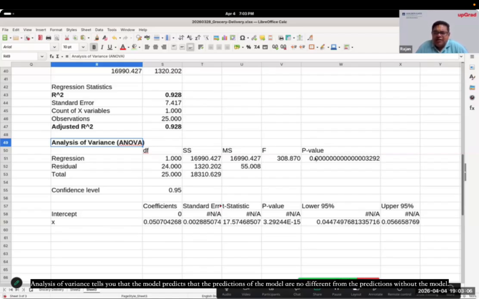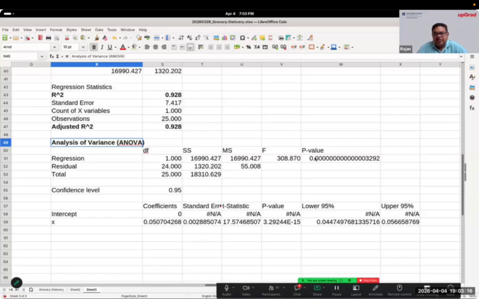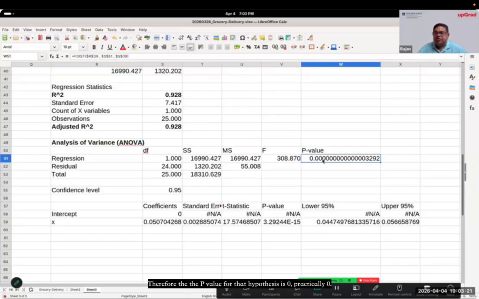The model. Okay. So here are the units given. The predictions of the model are no different from the predictions without the model. That's what the hypothesis means. Therefore, the P value for that hypothesis is practically 0. Therefore, we reject the hypothesis, which means the value is very small. The model is not even in megawatt hour.